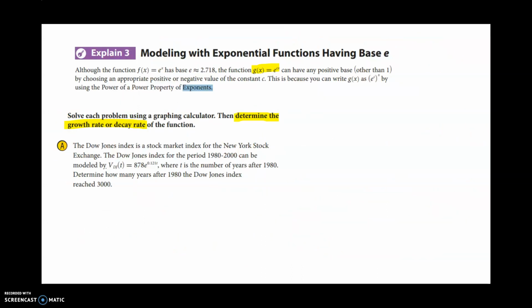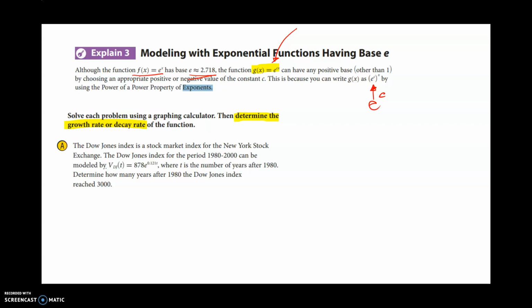Okay, now we're going to talk about modeling. So we have this explanation at the top. Although this has a base e, which is 2.718, we can use a function here so that I can have any positive base, because you write it like this. Now, e to the c is the base of the exponential. Okay, so it says solve it using the graphing calculator. Guys, this is where we're going to draw different graphs for our graphing calculator.